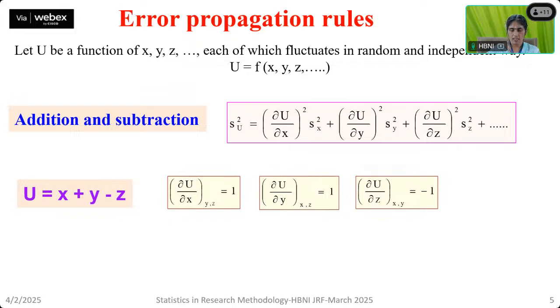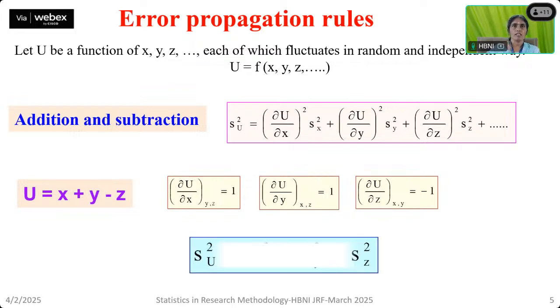But since we take the squares and take addition, we will see that the total standard deviation for the function u will be expressed in terms of the variance. Square of standard deviation, we call it as variance. The variance of this resultant of addition and subtraction is nothing but the sum of the variances of the individual contributors. Okay, variance of the resultant is the sum of the individual variances.